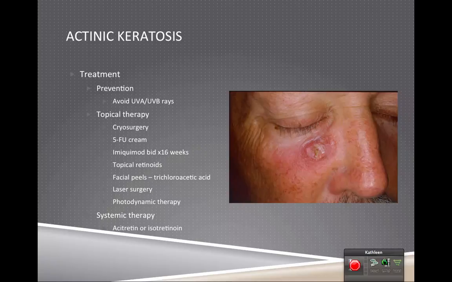Photodynamic therapy is a treatment that uses special drugs called photosensitizing agents along with light to kill cancer cells. And systemic therapy consists of Accutane, which can help actinic keratosis.